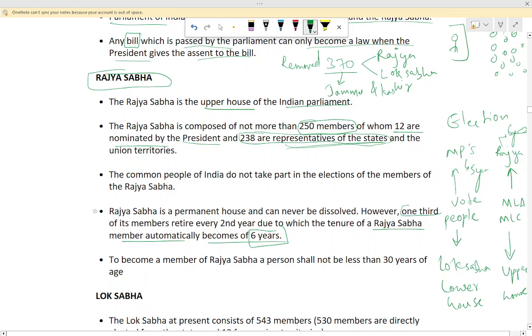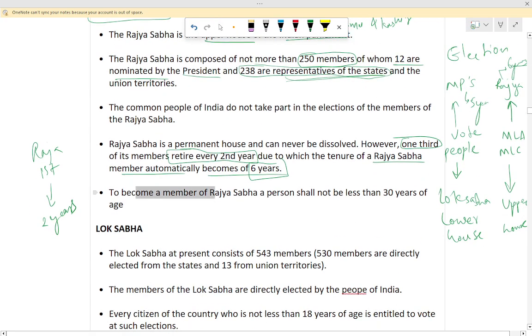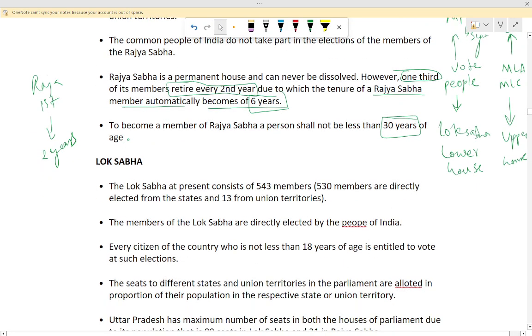So here, one-third of its members retire every second year. Yes, every second year. A Rajya Sabha member is elected on the first day, and after 2 years he will be retiring. So to become a Rajya Sabha member, a person shall not be less than 30 years of age. And to become an MP, what is the age? 25 years. Okay.